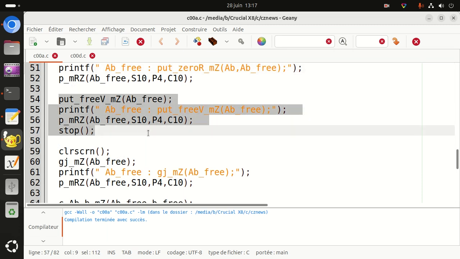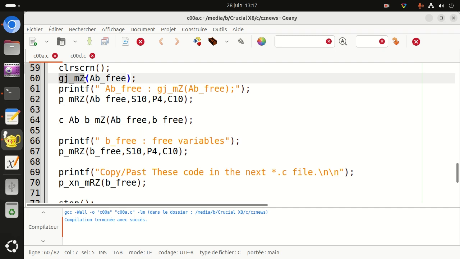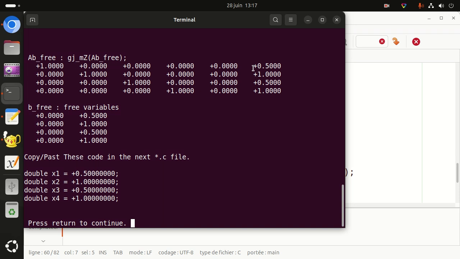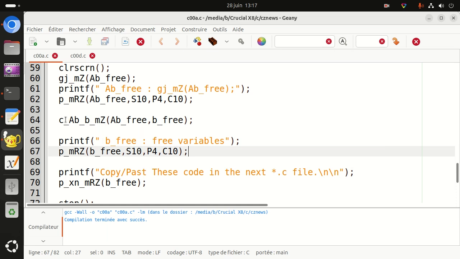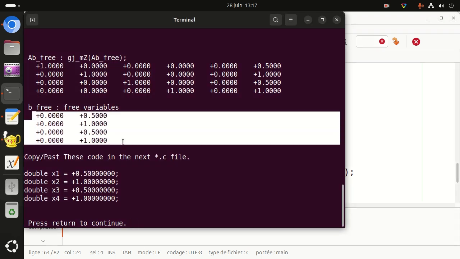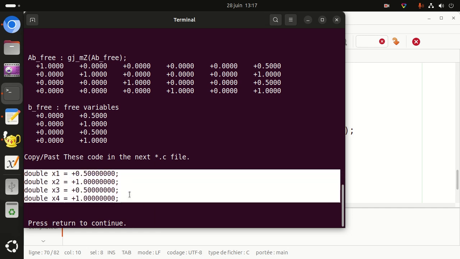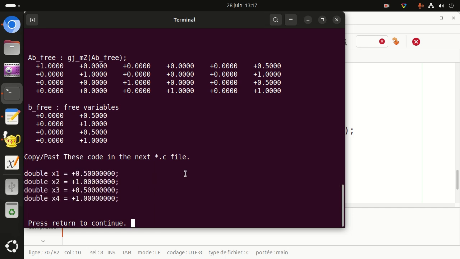Now I call the Gauss-Jordan. This resolves this system. You have the free variable here, the free variable here. You have A here and B here. And now I copy B of AB down to B3. B3 is here. And then I call this function which writes this code. Okay.